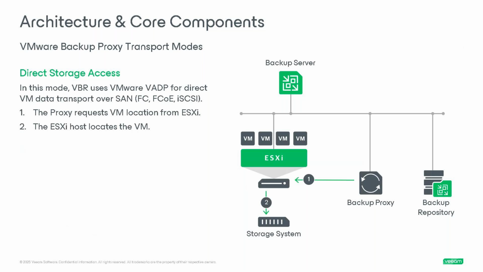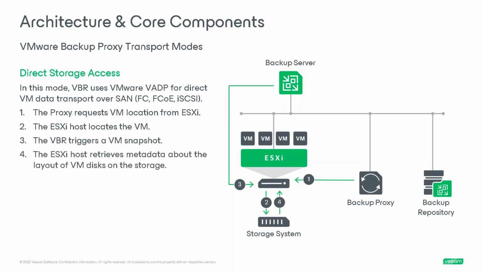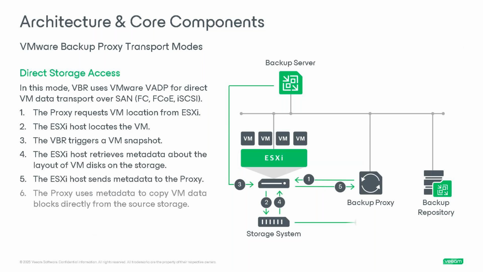It uses the vStorage APIs to transport data over a SAN using either Fibre Channel or iSCSI. The idea here is it reads directly from the SAN without involving the ESXi host, except at the very beginning to locate the VM. Then it triggers the snapshot, and after the metadata is retrieved and it gets the layout of the disk, it sends the data to the proxy, and from there, the communication is directly from the storage system to the proxy to the repository.